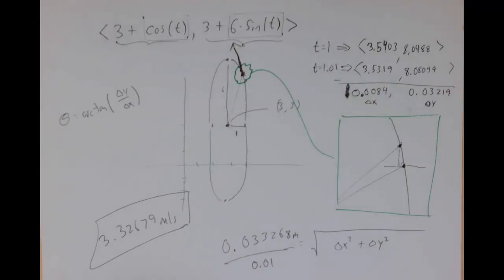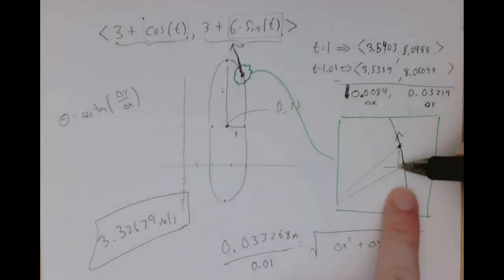Okay, what about the direction it's headed in? So the direction it's headed in would be, like I said, kind of this way. If I do the arctangent of delta y divided by delta x, that will be this angle. But what I really want to know is this angle here. So pi radians minus that angle should give me this angle that I care about.